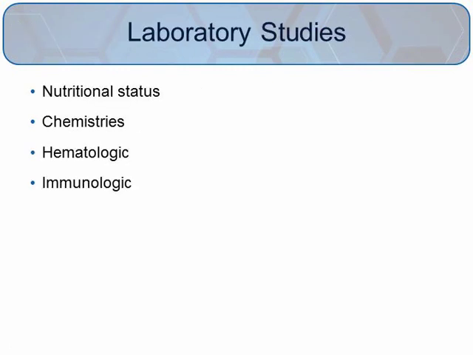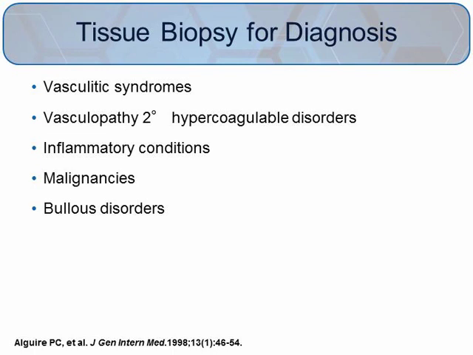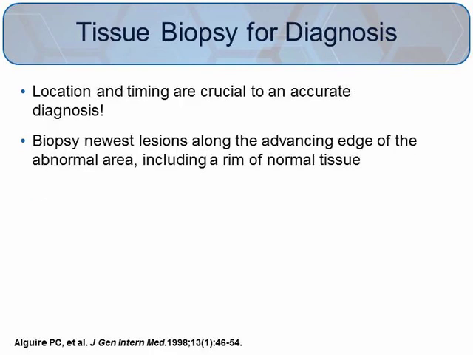Laboratory studies should be considered for assessment of nutritional status, especially in patients with large ulcers like pressure ulcers, postoperative wounds. And then you may have to order other labs, especially if you suspect atypical wounds. And then lastly, I just want to mention that biopsy is critical for diagnosis if you suspect any type of atypical wound, such as a vasculitis, vasculopathy, inflammatory conditions, malignancies, or bullous disorders. And it's critical that the biopsy be done correctly.